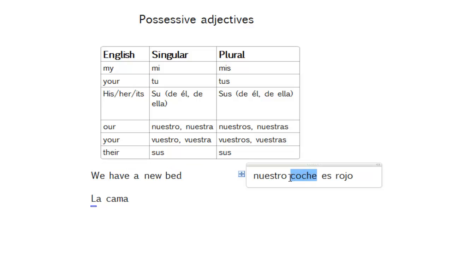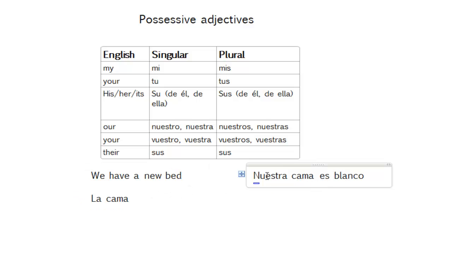So if I change this to cama, to bed, we're not going to have a red bed. I think that sounds stupid. White is blanco, as in blank, nothing, blank. And we have to change this. Nuestra cama is blanco. Okay, so you have to agree with that.